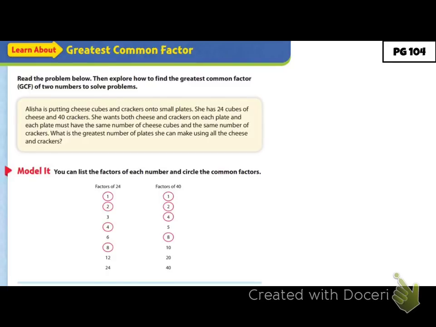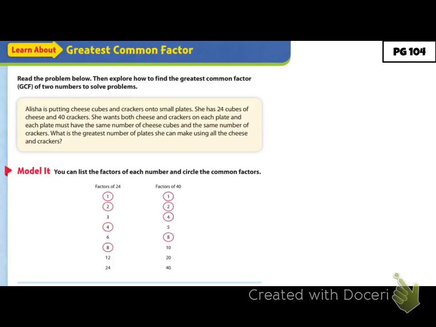Alright, so let's focus on some greatest common factor for a little while. It says Alysha is putting cheese cubes and crackers into small plates. She has 24 cubes of cheese and 40 crackers. She wants both cheese and crackers on each plate, and each plate must have the same number of cheese cubes and the same number of crackers. What is the greatest number of plates she can use making all the cheese and crackers?